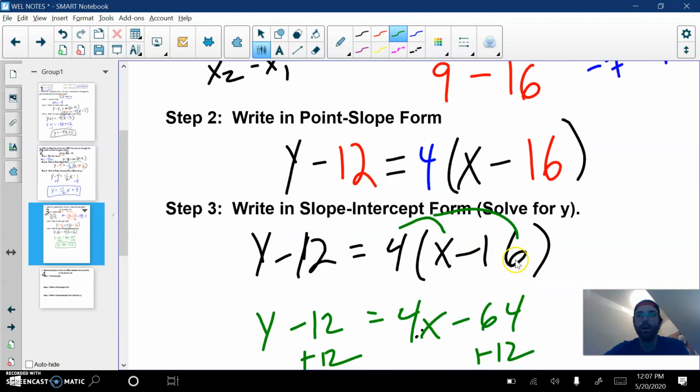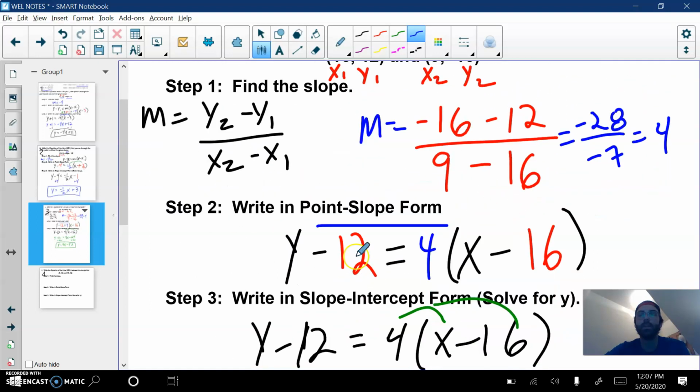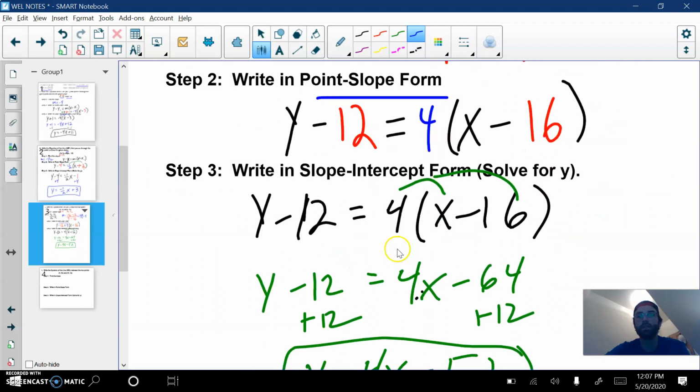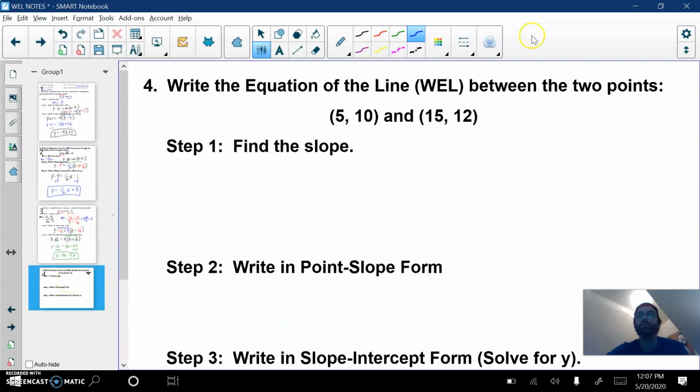We'll be all right. Remember, if your problem asks you to write it in point slope form, then I would just leave it here, okay? If it asks you for slope-intercept form, obviously you have to do this work, okay? Just pay attention to what the question asks of you.